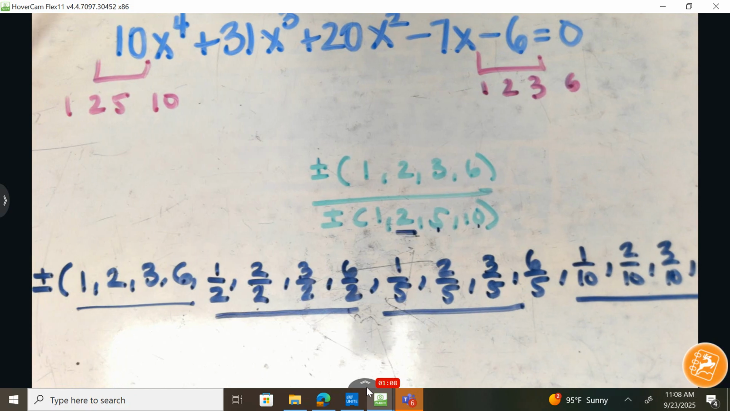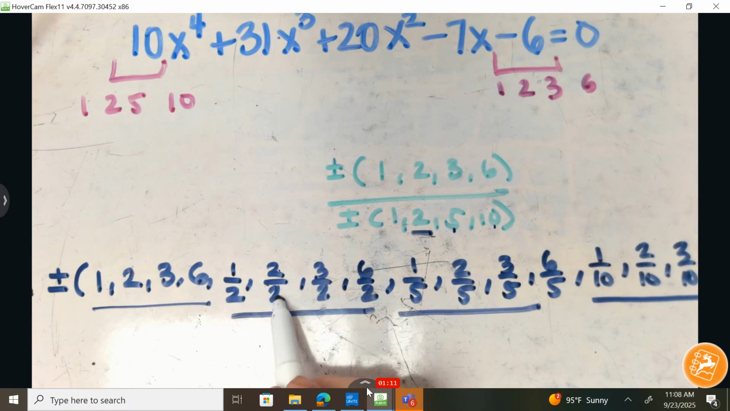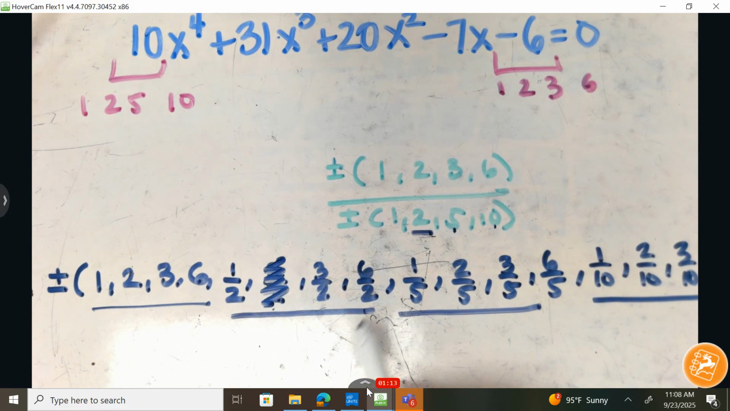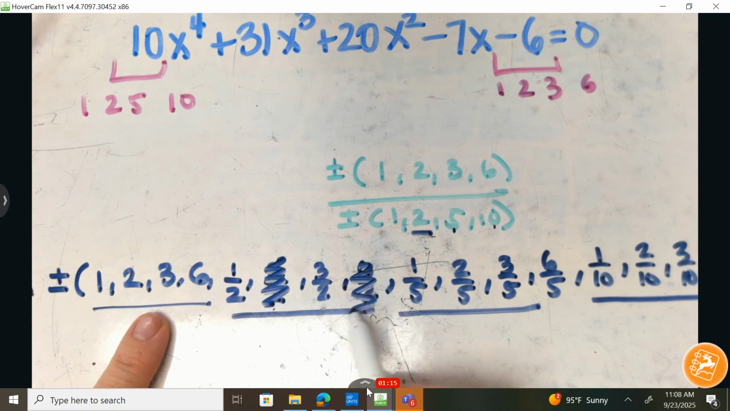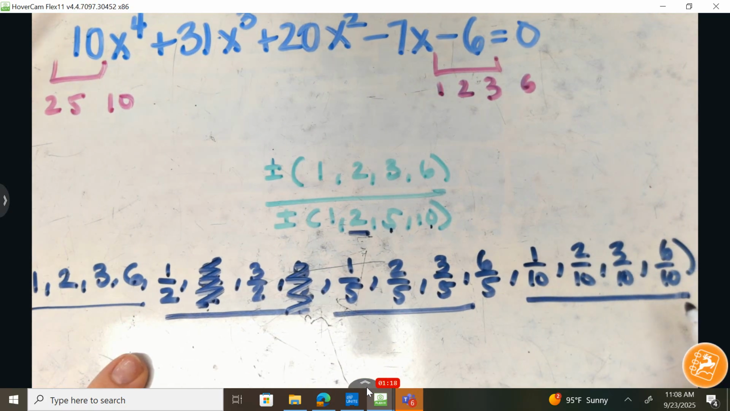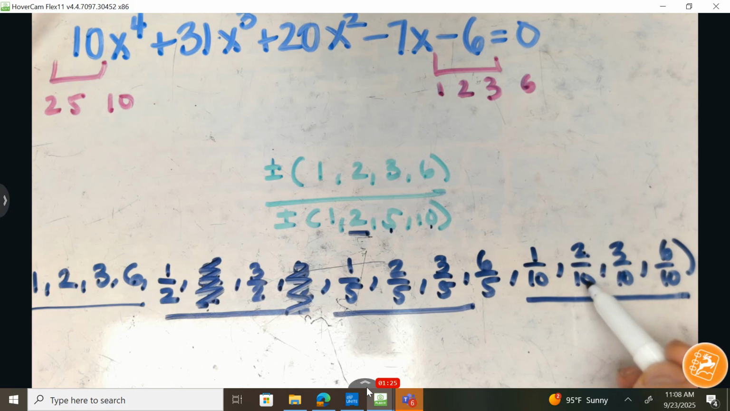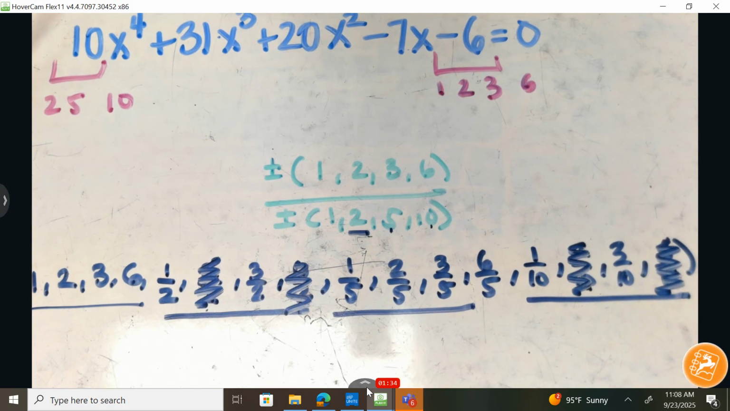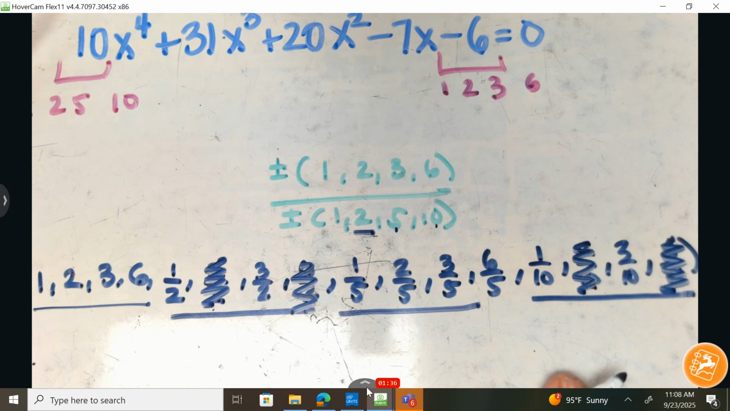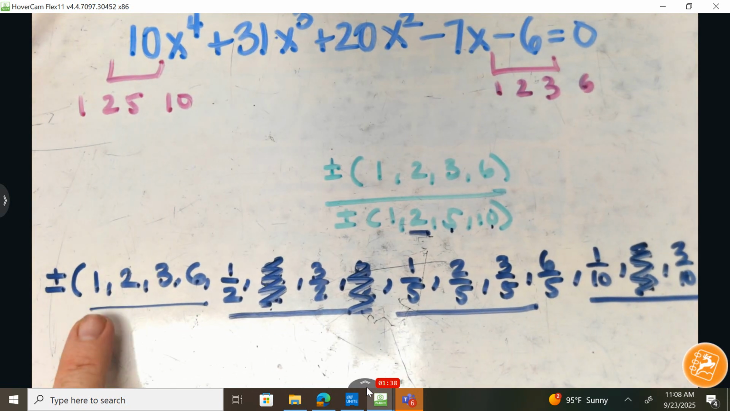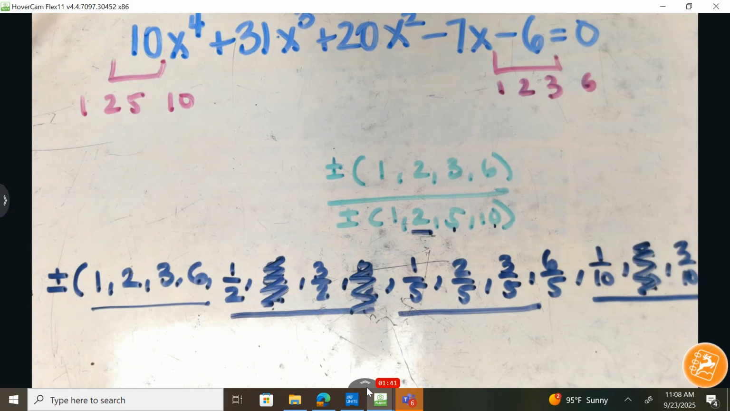Now I'm going to go back and I'm going to simplify. For instance, 2 over 2 is equivalent to 1, so I wouldn't have to test it twice. 6 over 2 is equivalent to 3. What else do we have? It looks like everything else here. Okay, 2 over 10 reduces down to 1/5. We already have 1/5. And 6 over 10 reduces down to 3 over 5, which we already have. It reduces the number of questions that we're going to have to test. So I'm going to get started by testing 1 and -1, 2 and -2, and so on.